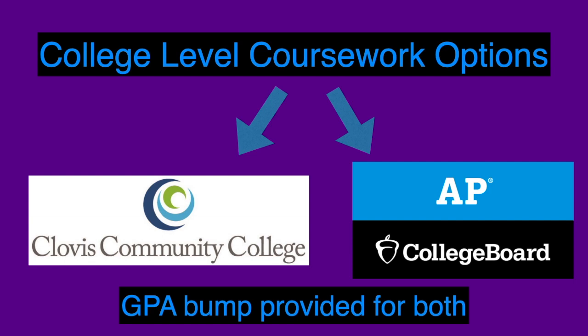On the academic side, the college level coursework we're looking at really falls into 2 different areas. The dual enrollment, which primarily is in partnership with Clovis Community College, and then the AP program, which is a partnership with College Board. Students taking both of these options will get a GPA bump provided for those classes. Now, we know that that isn't necessarily the only reason to take those courses.